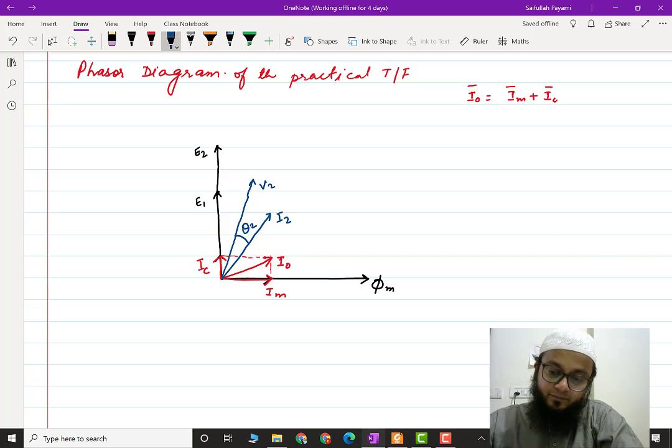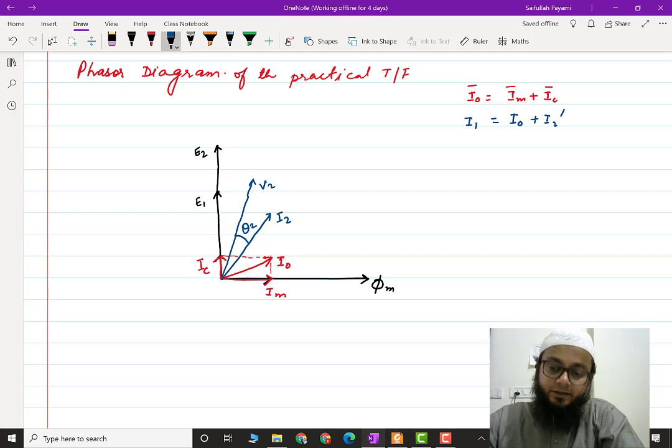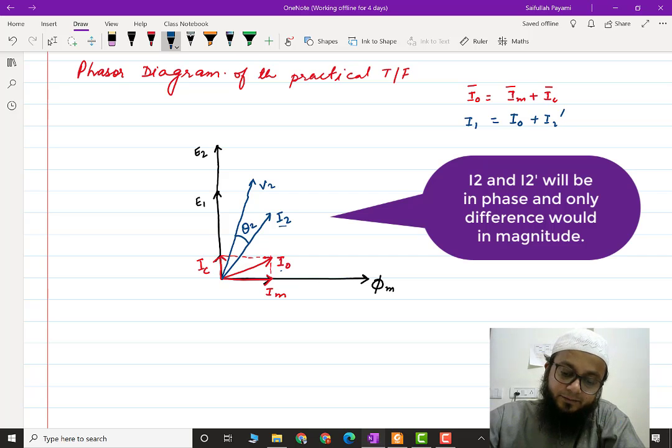What about I1? I1 is equal to I naught, which is the no-load current, plus I2 dash, where I2 dash is I2 by A. So I1 would be the sum of I naught plus I2 dash. So I'm drawing it, hope this is in phase. This is I naught here.